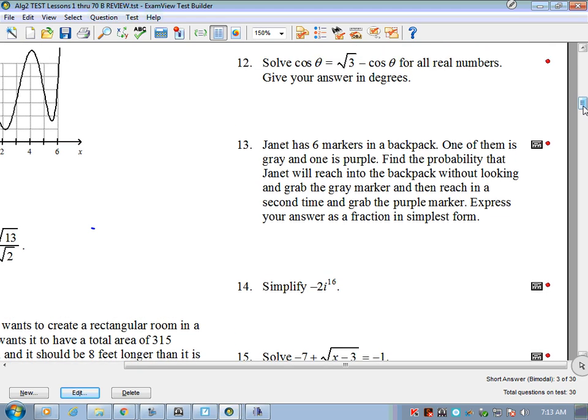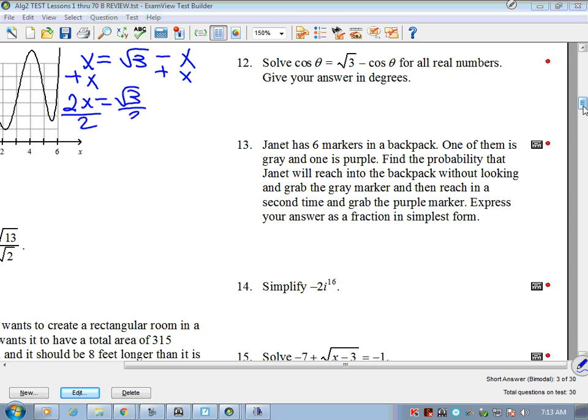Okay. 12. Solve cosine theta equals radical 3 minus cosine theta for all real numbers. Give your answer in degrees. So I'm going to treat this as if it was x equals radical 3 minus x. I'm going to add this x to the other side, that's going to give me 2x equals radical 3, in which case I would divide by 2. So x in this case is cosine theta. So we can say cosine theta equals radical 3 over 2.